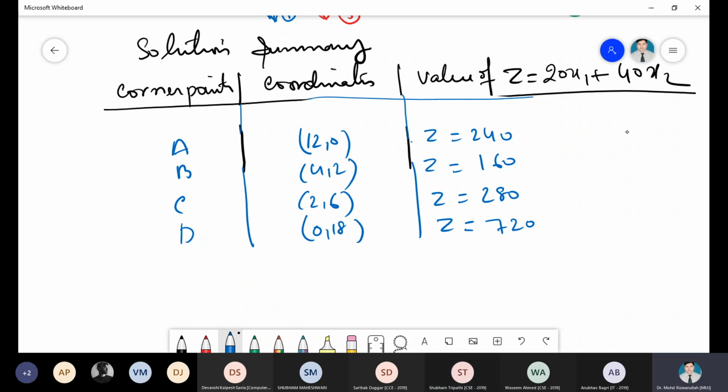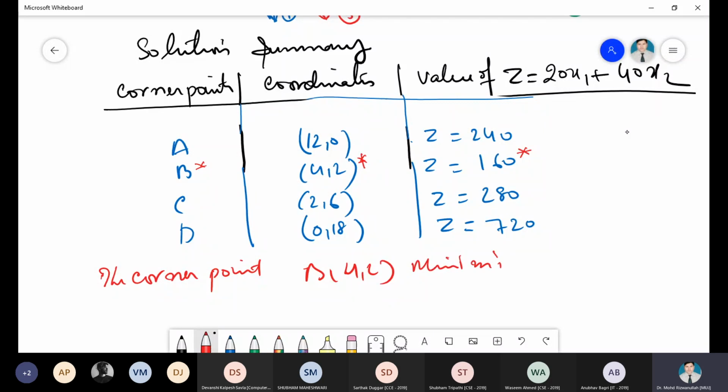Fine. Now your objective is what? Minimization case, right? So what is the minimum value here? 160, and B corner point. You can write that B is the corner point with coordinate 4 and 2, which minimizes the objective function Z, that is Z equal to 160.